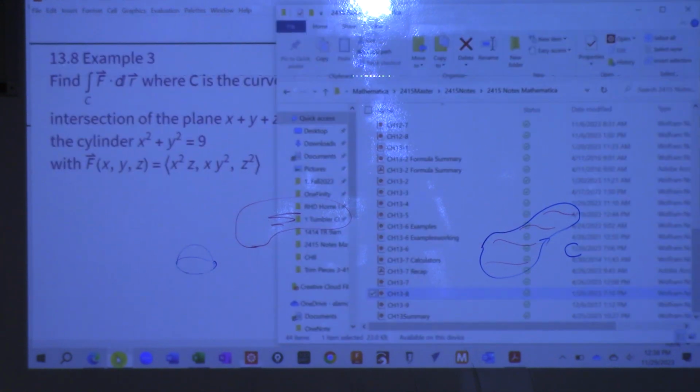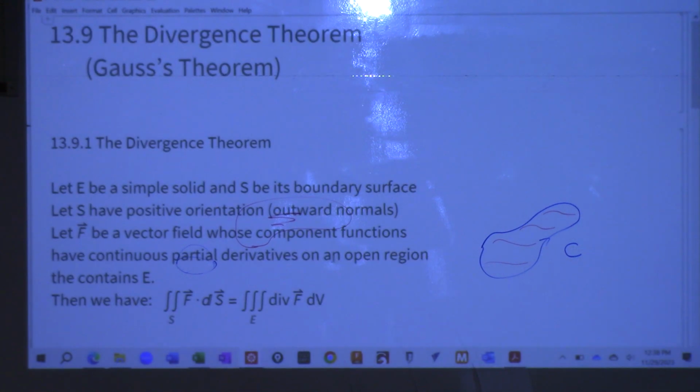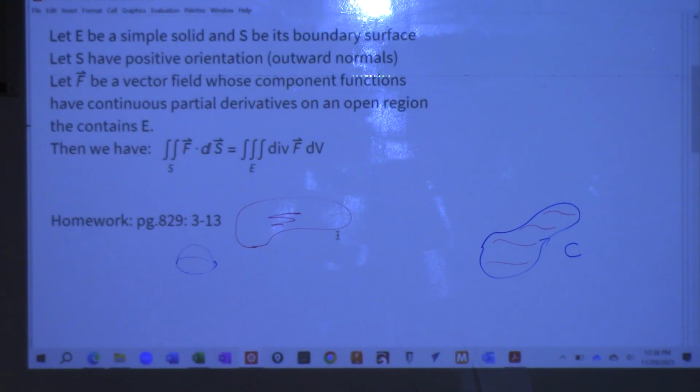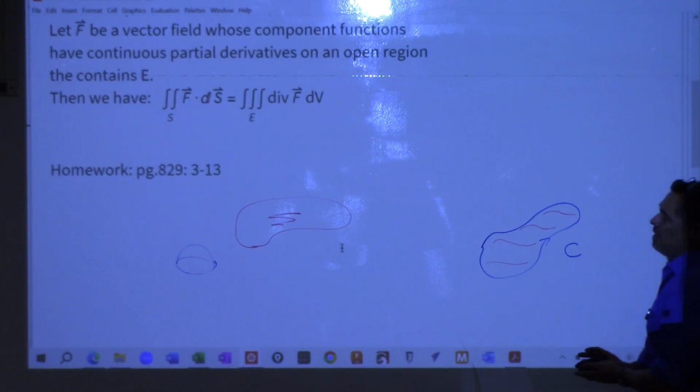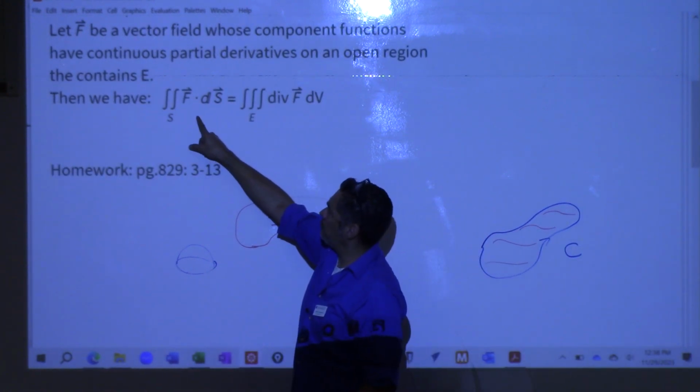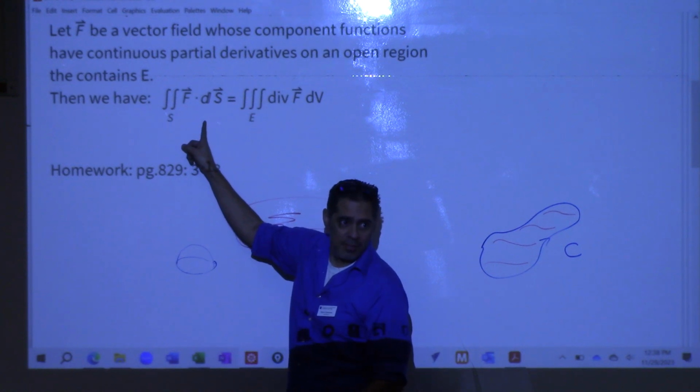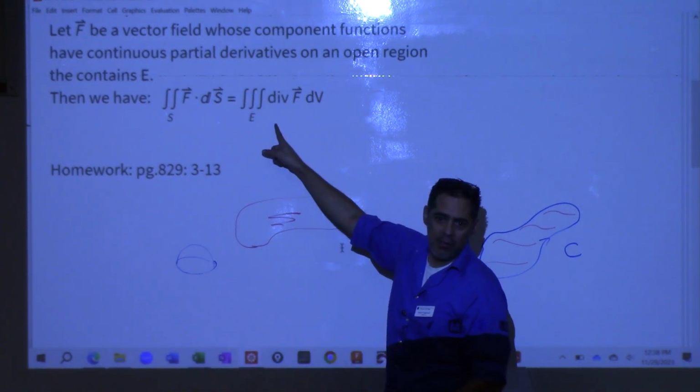That's 13.8. And then 13.9 is like the grand finale. This is the last section, and it's super simple, it's just right to the theorem. And what it is, it's a way that we can do flux using a triple integral.